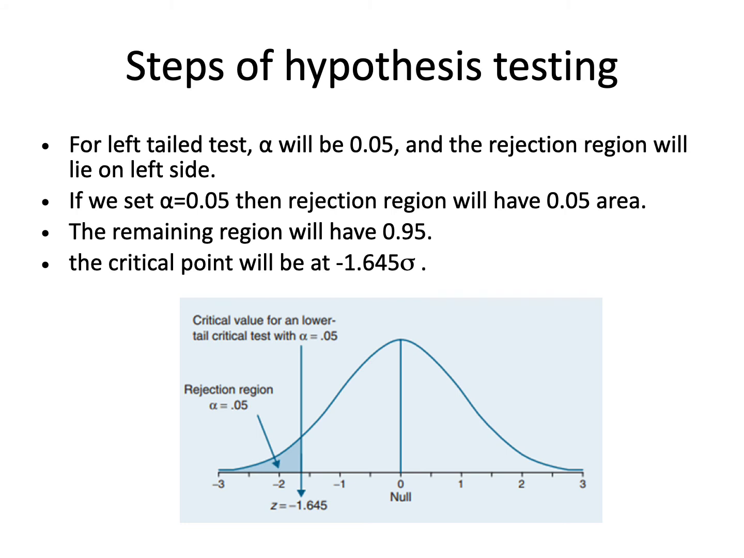And for the left tail test, when alpha is 0.05, the rejection region will lie on the left side. If we set alpha equal to 0.05, then the rejection region will have 0.05 area, and the remaining region will have 0.95, which is the acceptance region, and the critical point will be here minus 1.645 of sigma at this point.